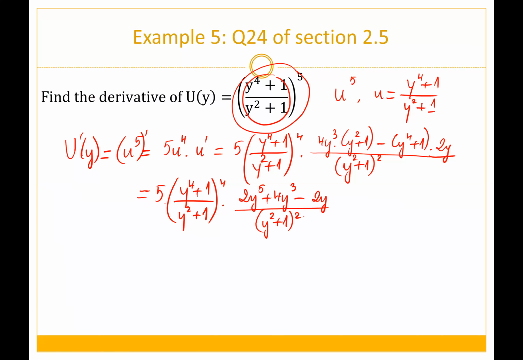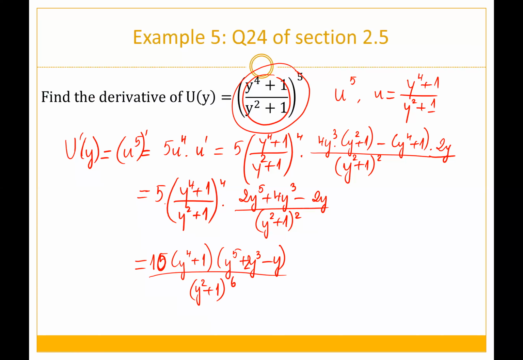So if you want to further simplify this expression, you're going to have 5y fourth plus 1 multiply, actually 10, and then you have y fifth plus y, 2y cubed minus y divided by y squared plus 1 to the 6. So that's my final answer for this problem.